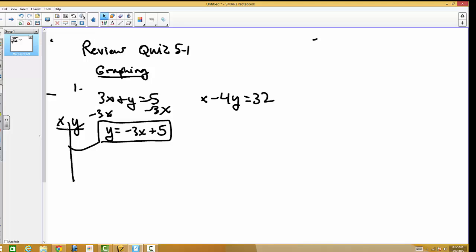Alrighty, so the easiest number to plug in is 0. When you plug in 0, this number right here is always your answer. So 0 gives 5. This is your slope. So as x goes up by 1, y goes down by 3. So 1 is going to give you 2, and 2 will give you negative 1.